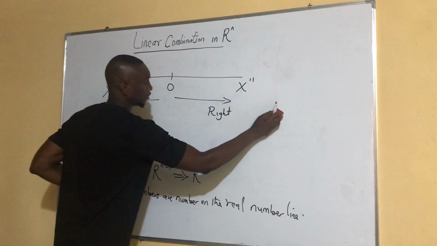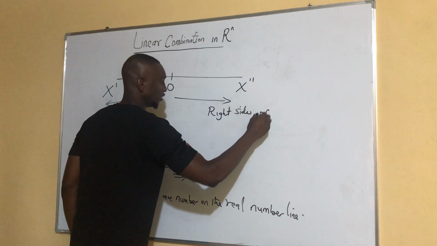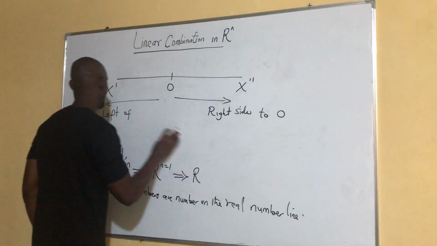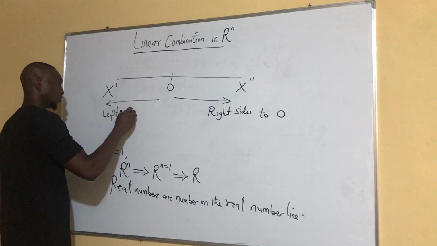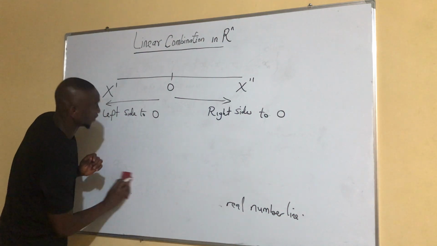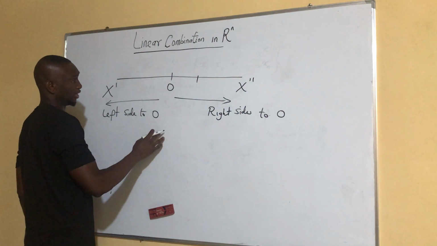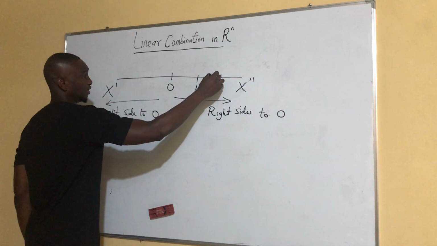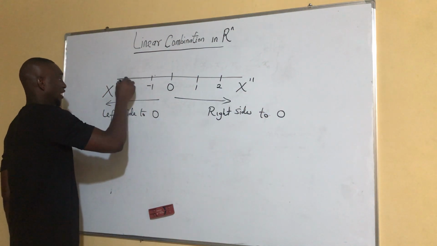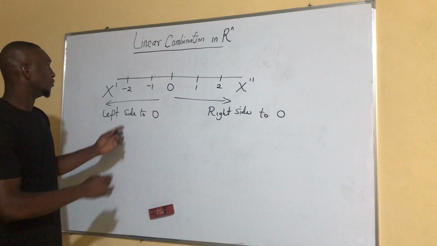Right side of 0, and here is the left side of 0. Now, at this particular line, I can label here to be 1 and label here to be 2, and it goes further. I can label here to be -1 and I can label here to be -2.